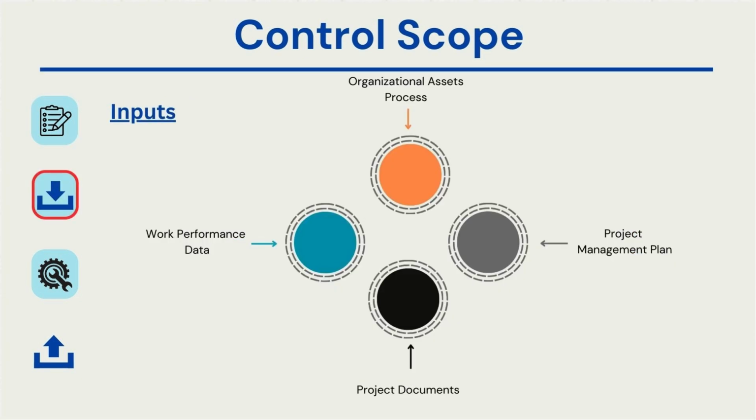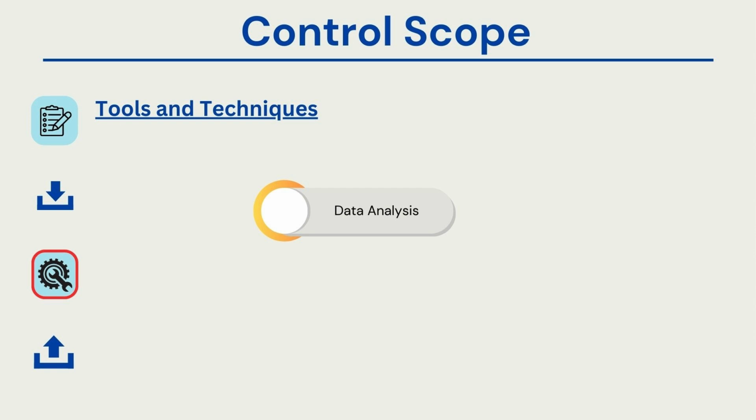What kind of inputs do I need to refer to for this? I would need, of course, the project management plan. I would need project documents, work performance data, and OPAs. All of these we have already discussed earlier as well. For example, in this case, project documents like the lessons learned documents will be very useful to me. As for the tools and techniques, data analysis will be useful. I would do the trend analysis, for example, and I would also be able to do the alternative analysis, etc.